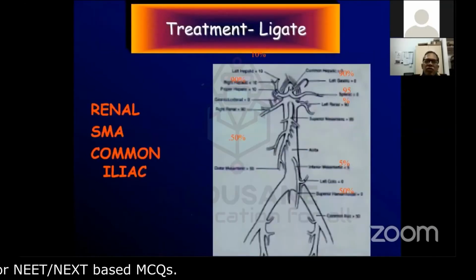Remember, it's a very important thing. Besides these three named vessels, the renal, superior mesenteric artery, and two common iliac vessels, and the two renal arteries, the rest you can ligate to save the life of the patient.